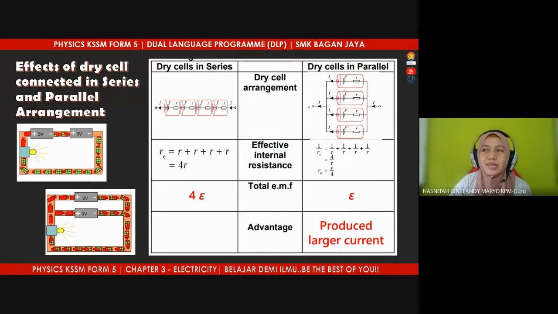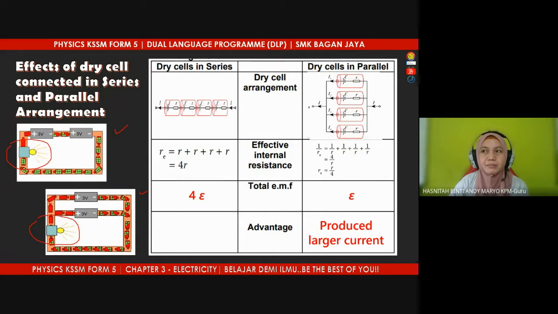We are using 2 dry cells, 3 volts for each. The first one is connected in series. Down here, the same battery, 3 volts, 3 volts, now connected in parallel. Can you see the difference between the brightness of the bulb? Okay, can you see the difference? This one lights up statically. This one lights up, and you can see the vibration from the light, meaning it is brighter compared to the first bulb where the battery is arranged in series.